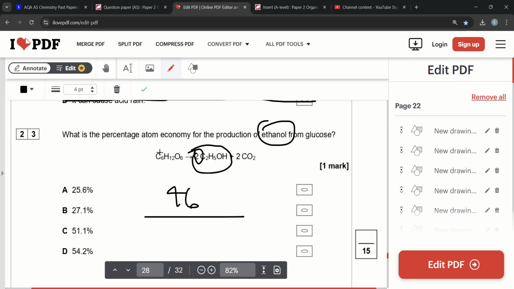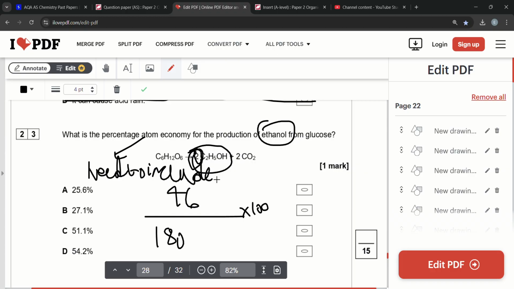In this case, the reactant is glucose: 12 times 6 plus 12 plus 16 times 6, which is 180, times by 100. 46 divided by 180 times 100 gives 25.6%. No, we need to include the moles. And obviously there are 2 moles of ethanol, so we need to times that by 2: 46 times 2. If we do that, then we should get 51.1%.